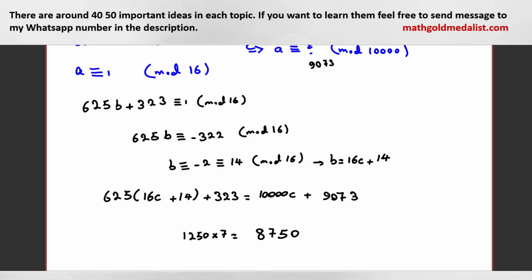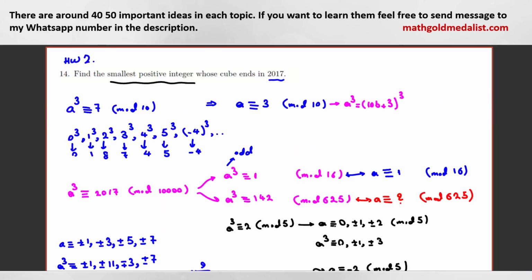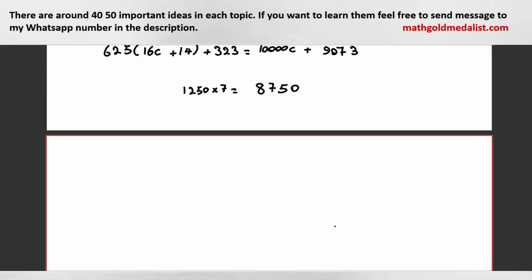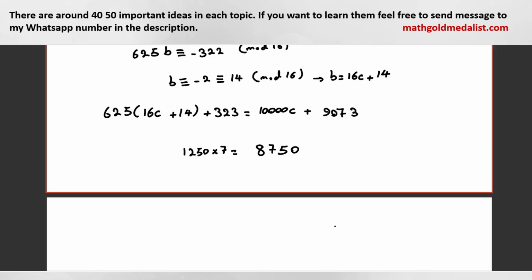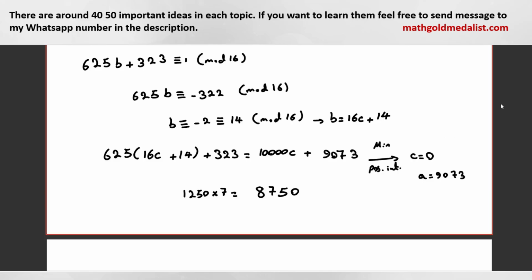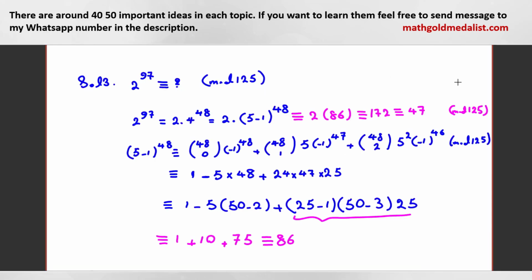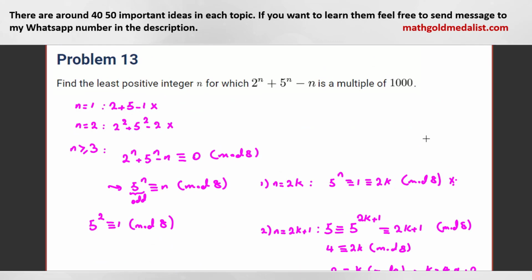Oh yeah, I can. Okay, so it says find the smallest positive integer. So for the smallest positive integer, C should be what? C should be 0. Yes, exactly. Good job. So it was a hard problem, I can say.